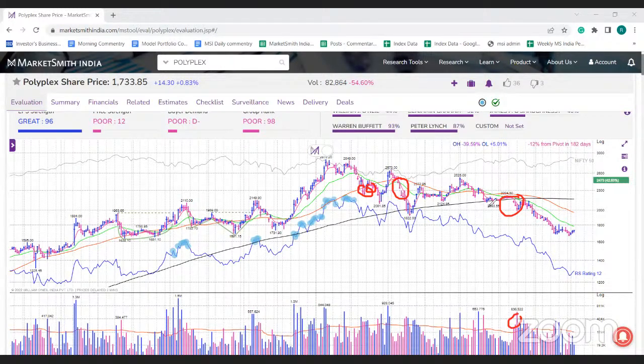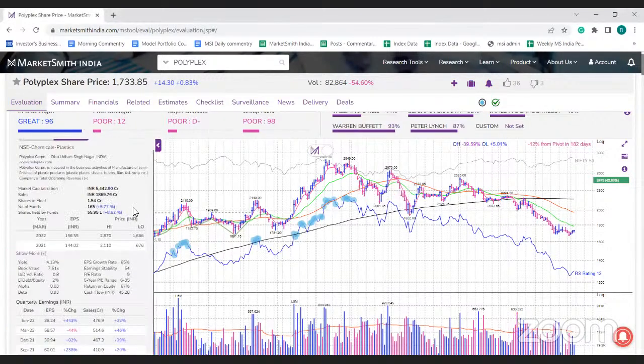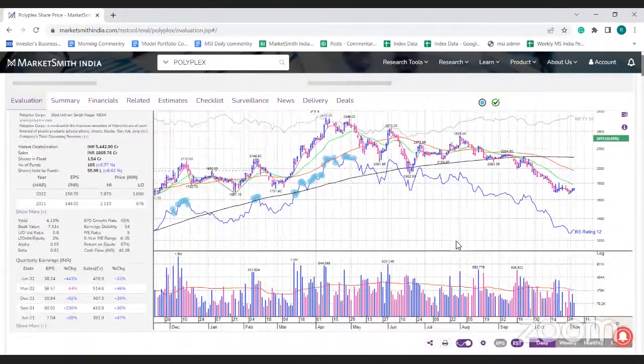Fresh entry not suggested over here. Let it form some base, क्योंकि अभी इसका रेटिंग देखो, बायर डिमांड D- है अभी. Not a good thing according to O'Neill to go for. RS रेटिंग जब बाजार ऊपर जा रहा है, स्टॉक नीचे जा रहा है, 12 का RS रेटिंग है. एक चीज है, इसका फंडामेंटल अभी डिटोरिएट नहीं हुआ है. 96 का EPS है, फंड होल्डिंग्स भी इंप्रूव हुआ है, बट देयर हैज बीन अ शार्प सेलिंग.